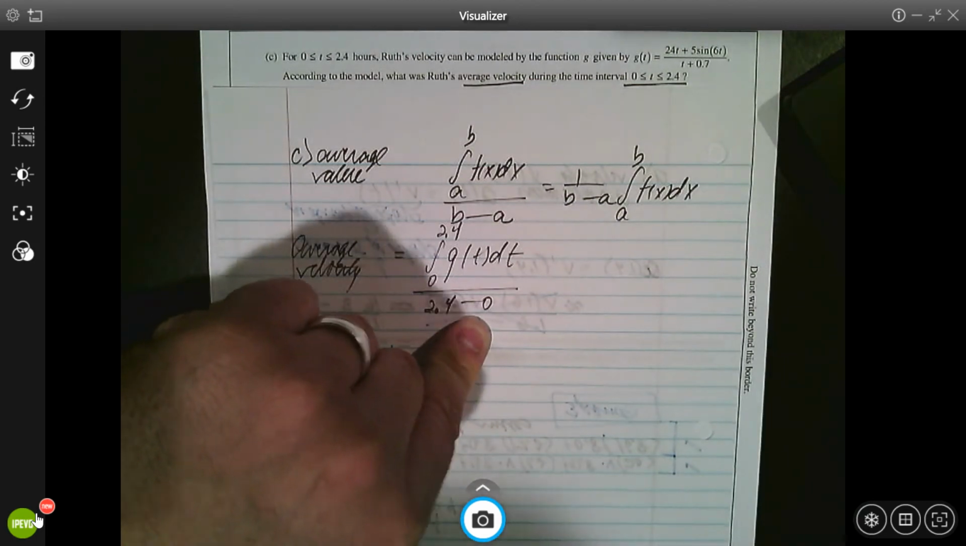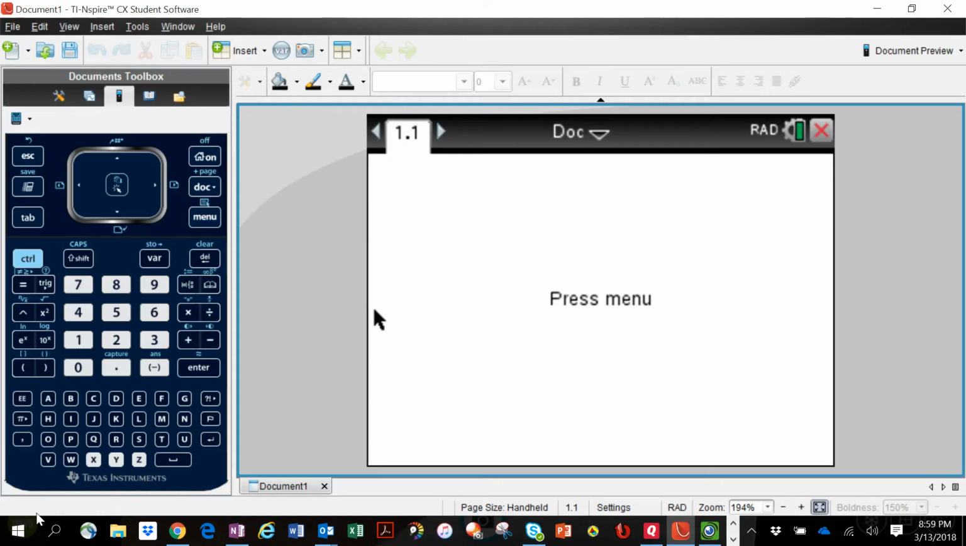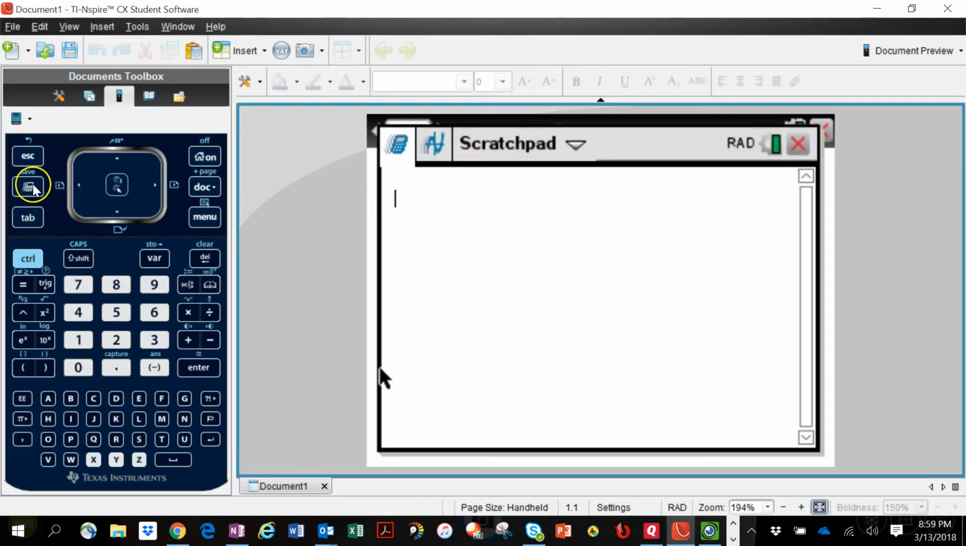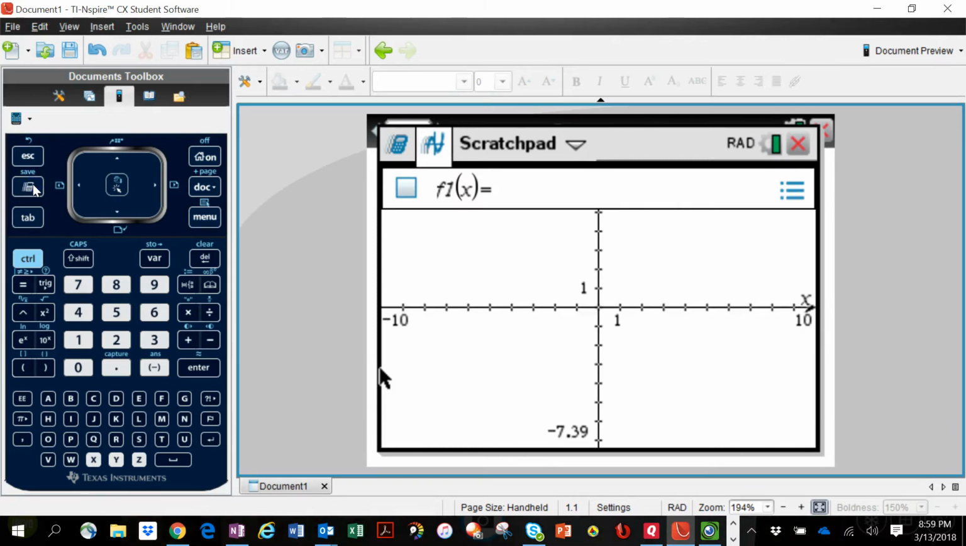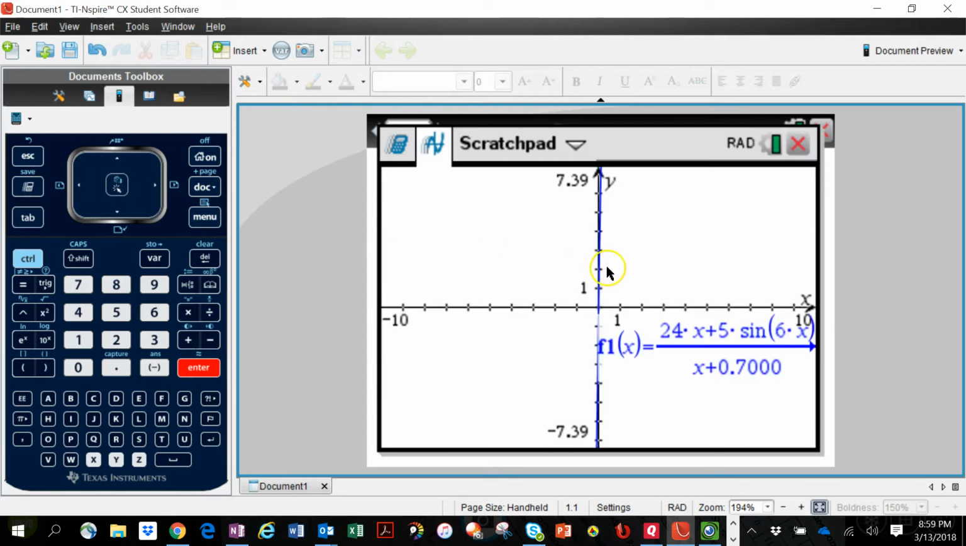So let's do that. Let me see if I can switch screens here. Hopefully this is still recording. And I'm going to go over to my graph screen. And we're going to type in the function. Okay, the function is 24t plus 5 sine 6t. Now, of course, on my calculator, I'm going to have to change the t's over to x. And then I'm going to divide by x plus 0.7. Now, I don't actually need the graph. I just need the function in here so that I can do my computations.